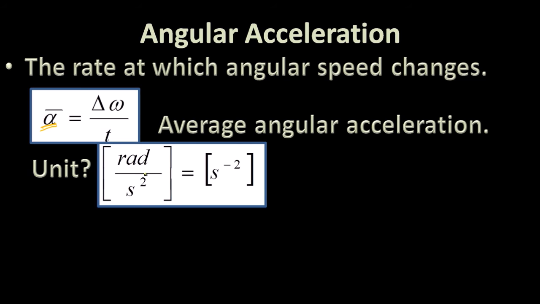Any questions? Oh, wait, this is a video. You can't ask questions. At least I can't answer them directly. I'll try to anticipate what your questions might be. Yeah, this could be in degrees per minute per hour. All you need is a unit of angle on the top and 2 units of time on the bottom. And they don't even have to be the same unit. But this is the most common one.